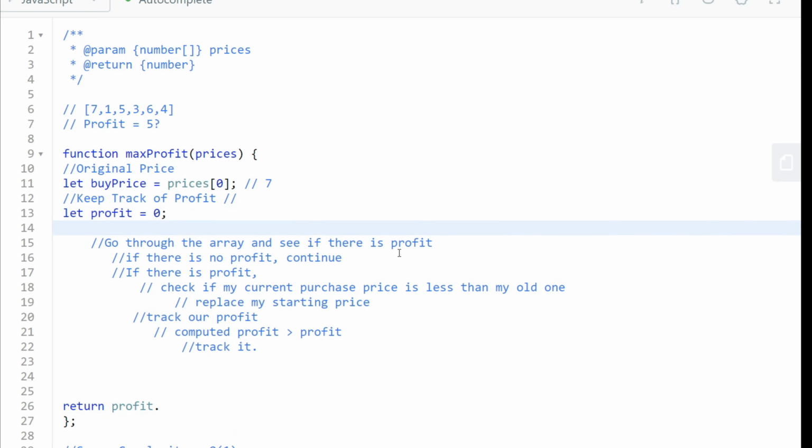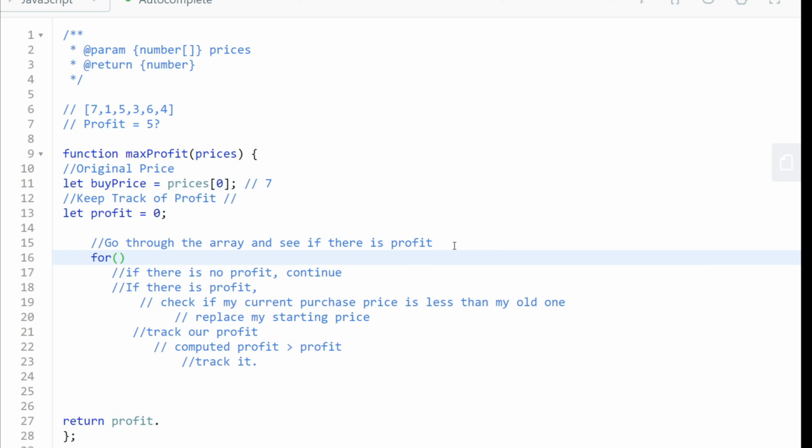Now let's go through our array and see if it has profits. So in this case, for let i equal 0, i is less than prices.length minus 1. The reason I'm doing minus 1 is primarily because right now we're iterating with pairs, right? That means we don't want to iterate to the last value because we're never going to buy at the last value anyway. So we need to make sure it's always length minus 1. Okay, i plus plus in here.